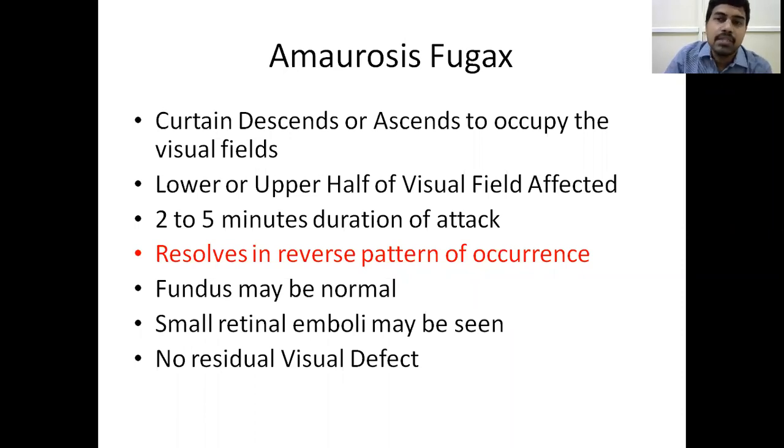So he might have some underlying coronary artery disease, which could land him in trouble. That's why, for any patient of amaurosis fugax, it is always better to get a CVS examination done.